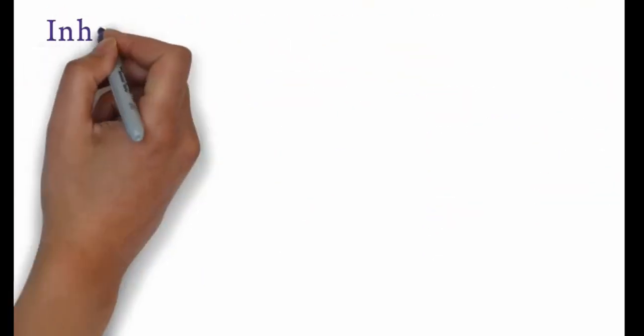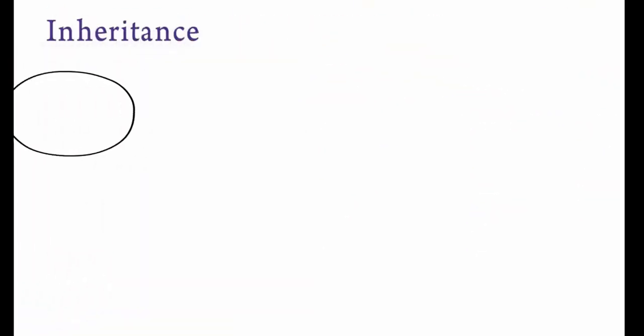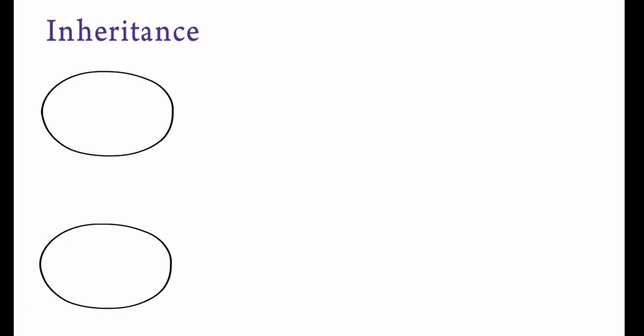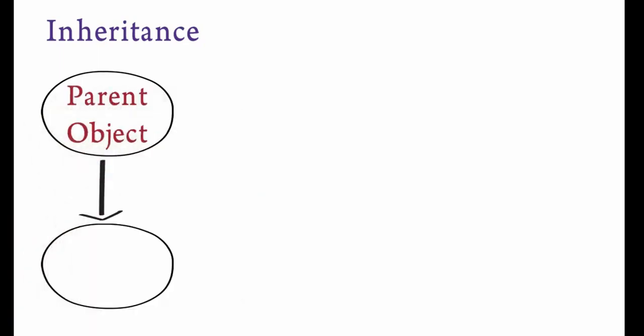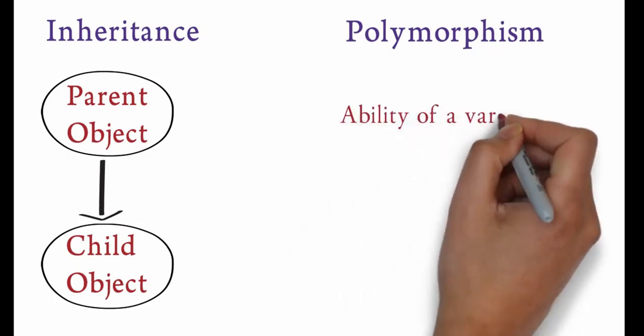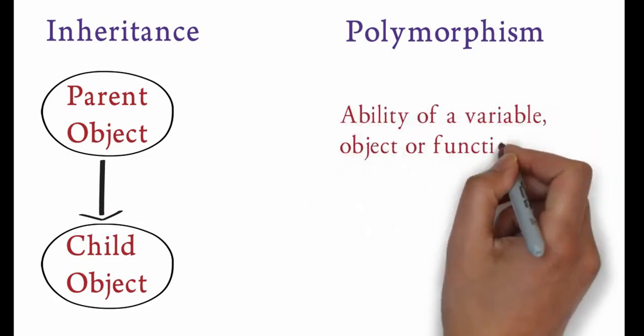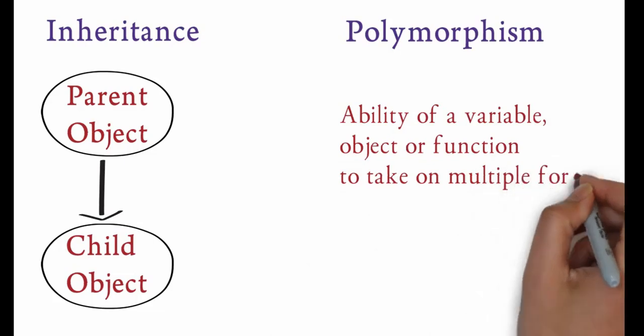Next concept is inheritance. In inheritance, one object acquires the properties and behavior of other object. It creates a parent-child relationship between two classes. Next concept is polymorphism. Polymorphism represents the ability of a variable, object or function to take multiple forms.